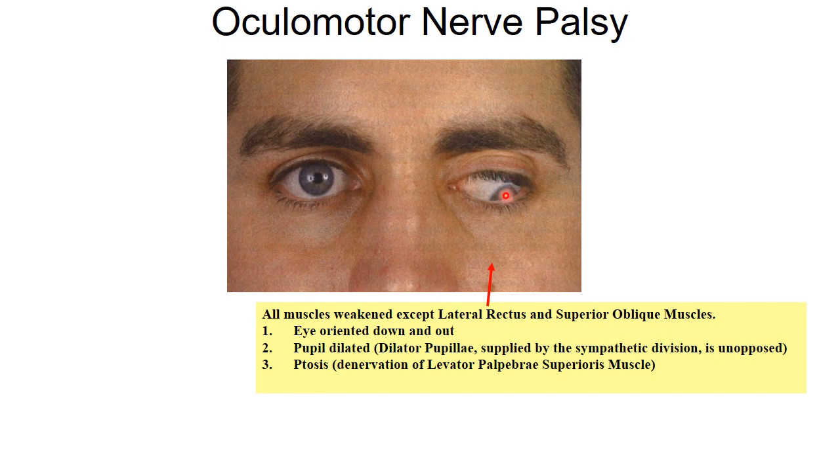Okay, and the last thing is that we've lost parasympathetic supply. Remember, preganglionic parasympathetic axons, ultimately intended to drive the sphincter pupillae muscle, have been damaged, and so the sympathetic nervous system this time is unopposed, and the pupil will dilate. So dilation of the pupil, ptosis of the upper eyelid, eye directed down and out. All of these are signs of an oculomotor nerve palsy, a cranial nerve 3 damage or lesion.